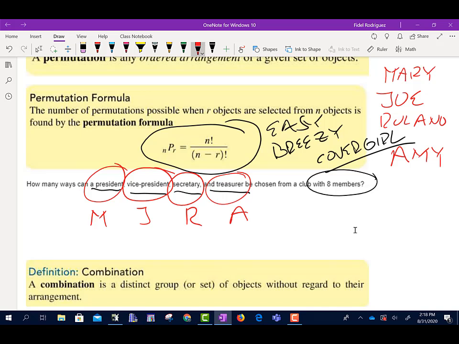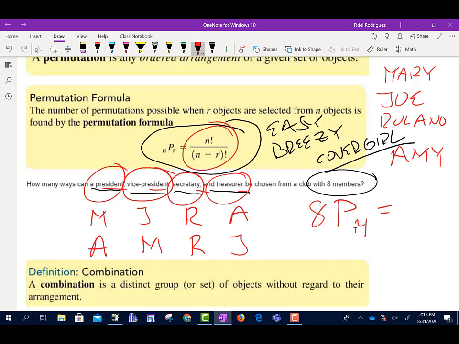But if I pick Amy, Mary, Rolando, and Joe, then that's a different order, right? So Amy's now president, Mary is now vice president, Rolando's still secretary, and Joe is the treasurer. So the order here is important, okay? This is when we know we're doing a permutation. So we have 8 members, and because the order is important, and we're going to choose how many positions we have? 4, right? So 8 permutation 4.